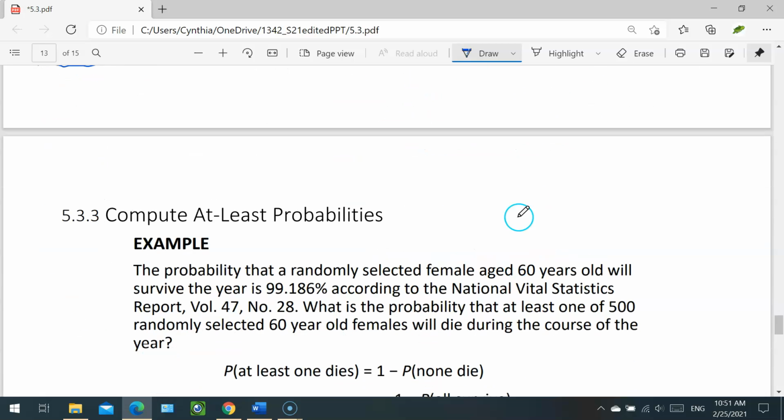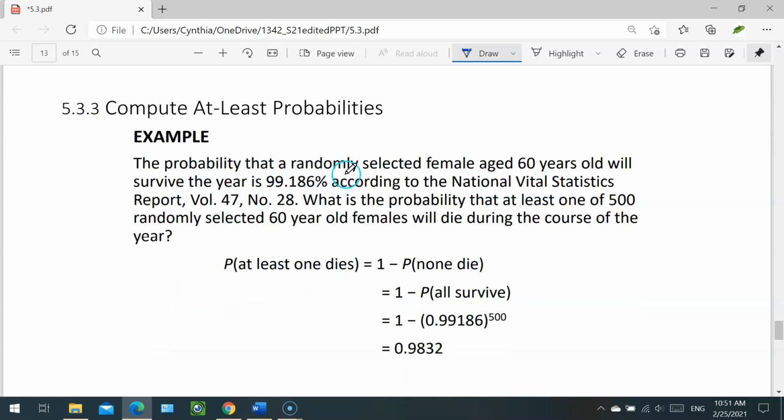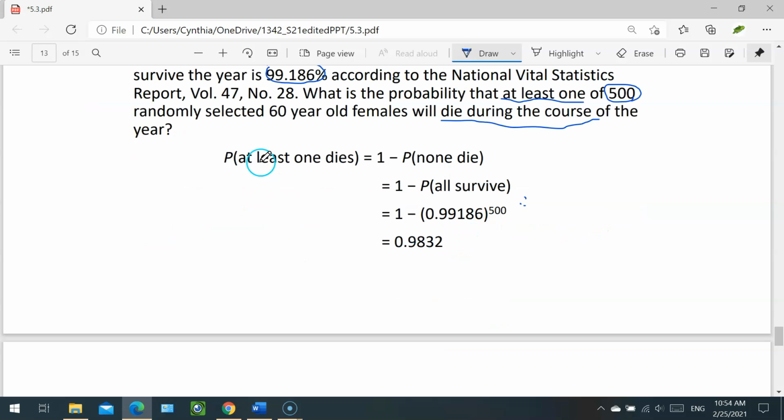Let's look at another example. The probability that a randomly selected female, the same example from the previous slide, of age 60 years old survives is 0.99186 according to the report. What is the probability that at least one, this is a keyword, of 500 randomly selected 60 years old females will die during the course of the year?